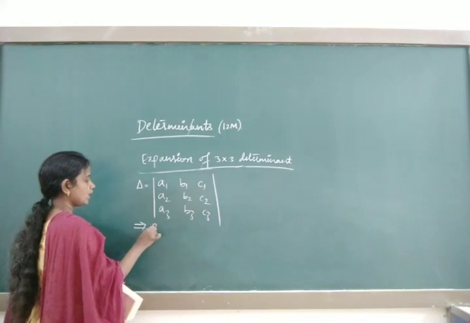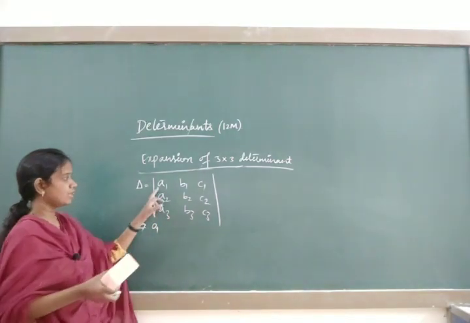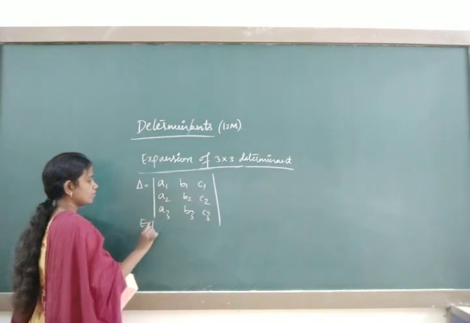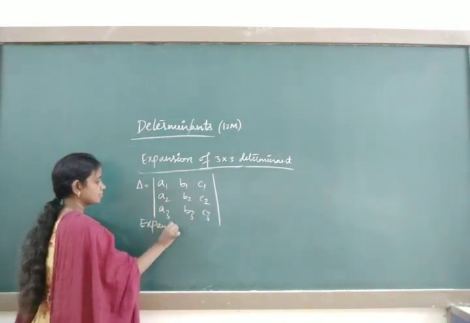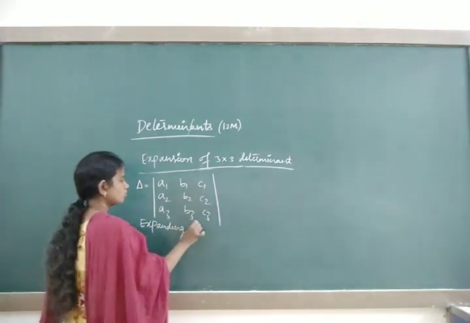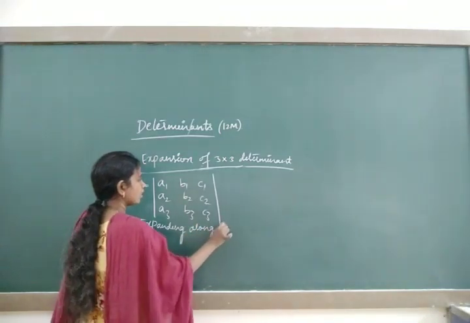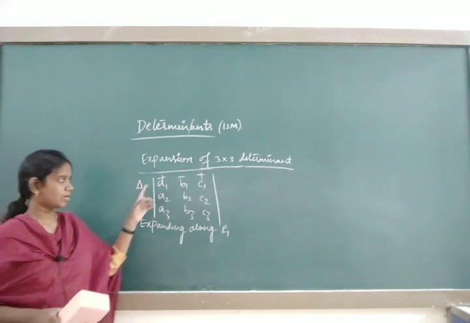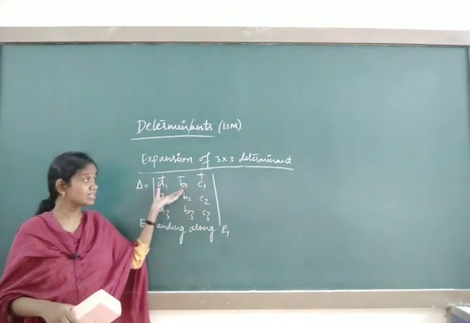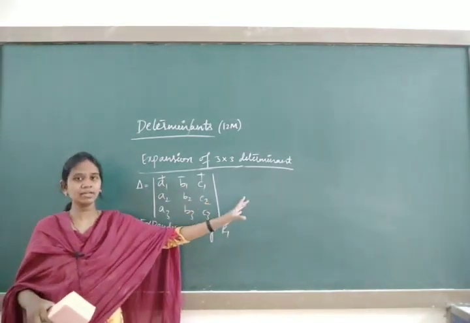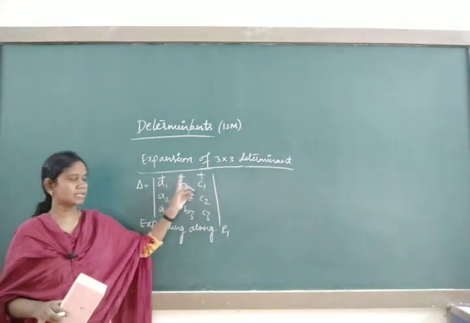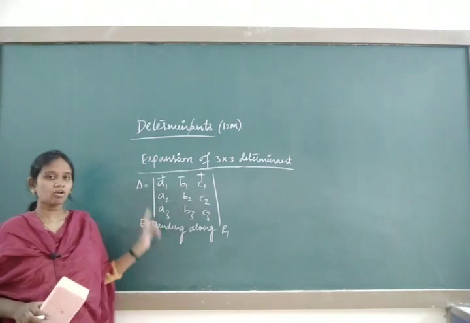So this is A1. If you are expanding along R1, the signs will be plus minus plus. You have to remember plus minus plus. Why these signs have come, I will explain later. It's rough work, but you remember the signs plus minus plus if you are expanding along R1.